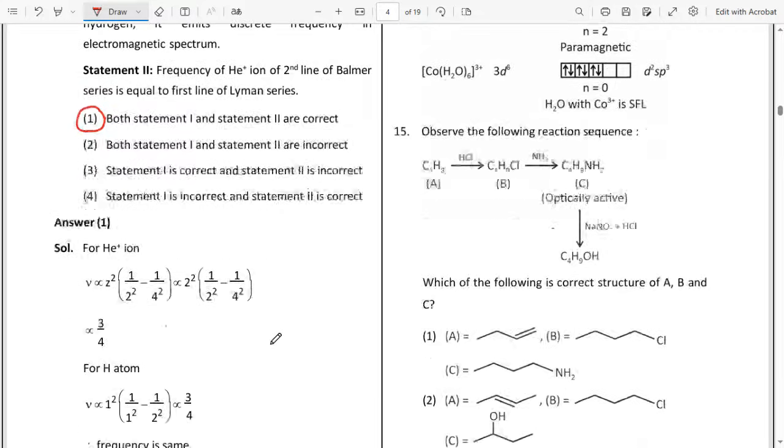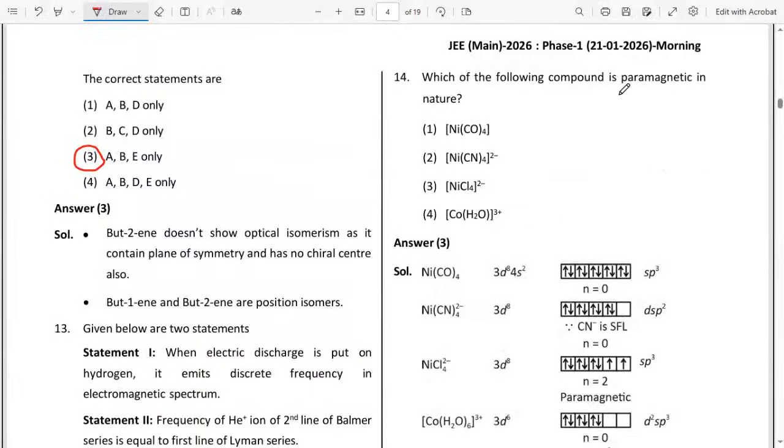Next, which of the following compounds is paramagnetic in nature? So paramagnetic, what should be there?